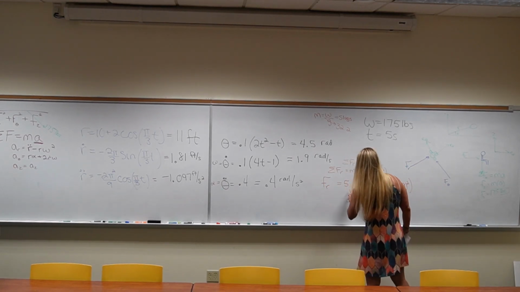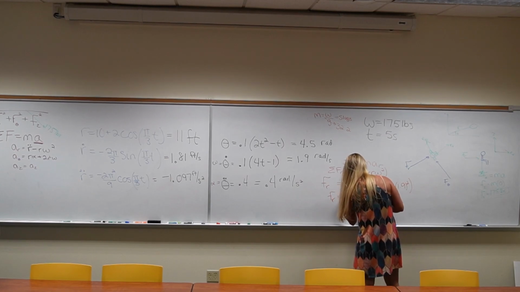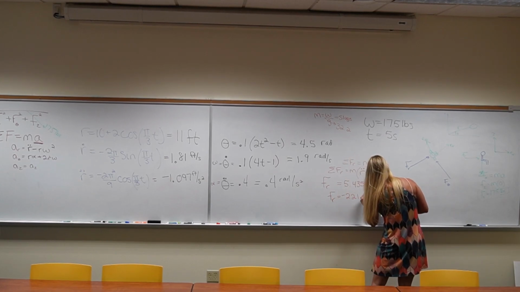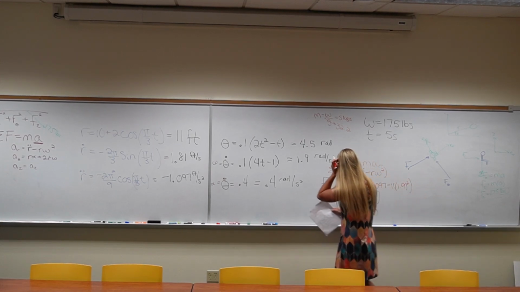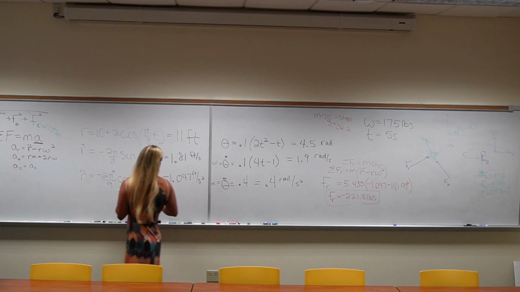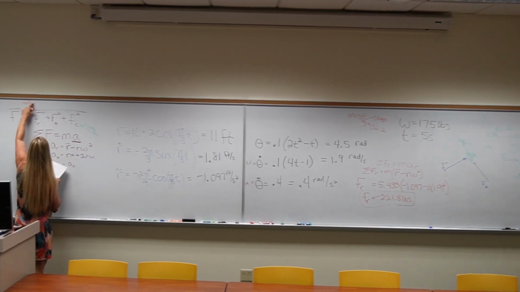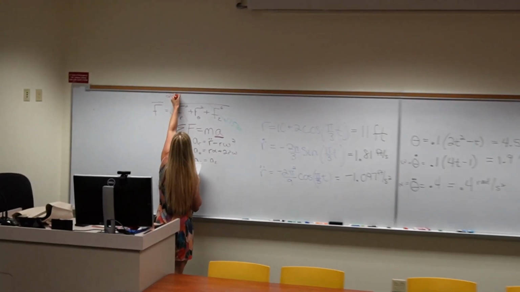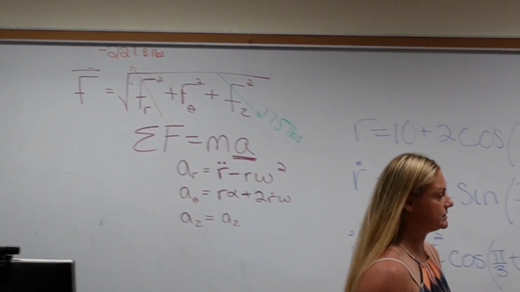So someone go ahead and calculate this and confirm that you get negative 221.8 pounds. Can someone confirm that? Awesome. 221.8 pounds. That is a negative, but you're going to square it, so it's going to be positive. Okay, so we have one more.